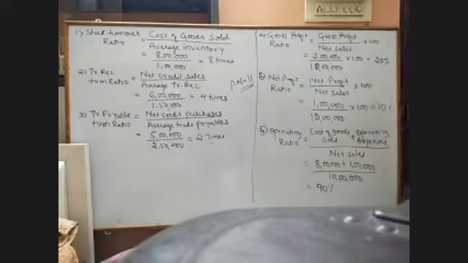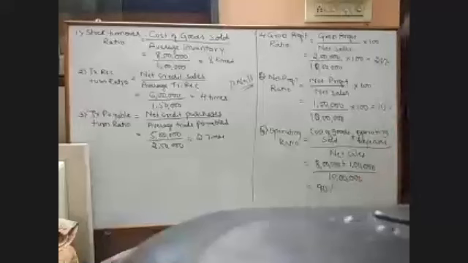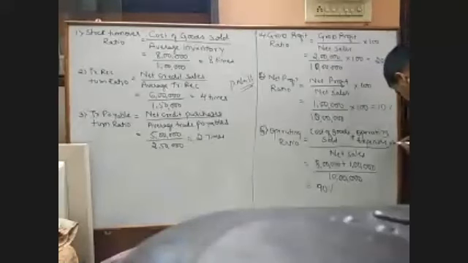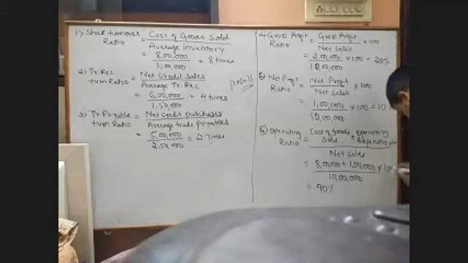Then fifth is operating ratio, and the formula is cost of goods sold plus operating expenses divided by net sales. The cost of goods sold is 8 lakh as per working note number 1, and operating expenses is 1 lakh, which is given in the problem. So the resultant will be 90%, because it will be 9 lakh divided by 10 lakh into 100. Sorry, here I forgot to mention that it is into 100.